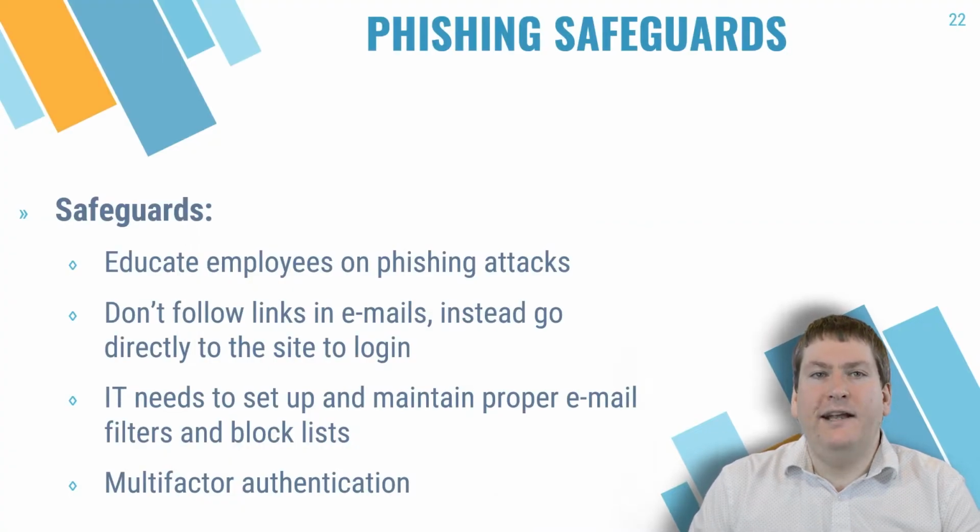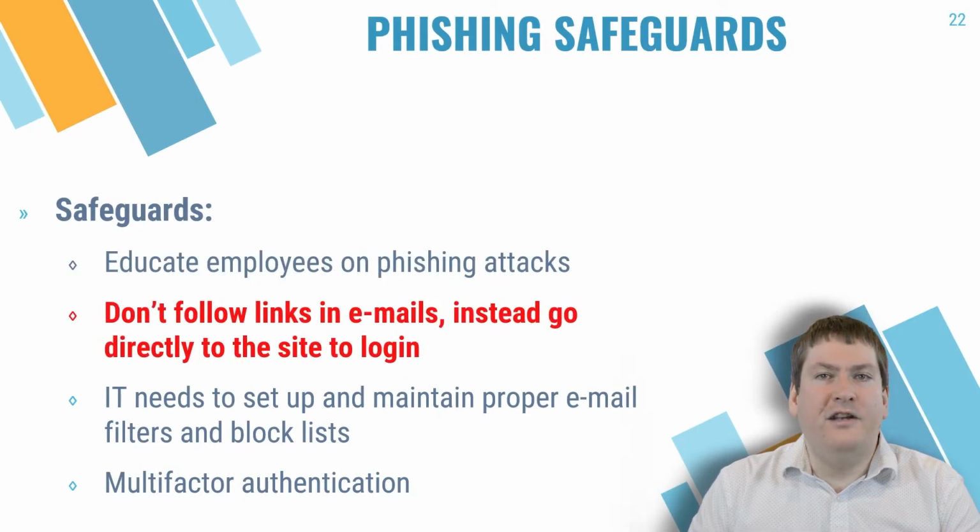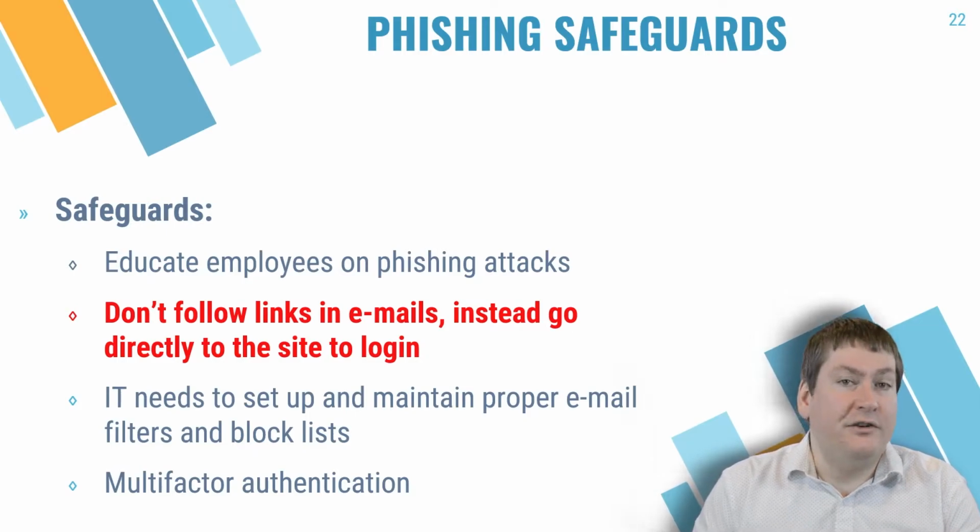So how do we protect against these types of phishing attacks? Once again, educating employees is key. Training employees to check URLs and the sender's address and to identify phishing emails can help reduce the number of employees that fall for these kinds of attacks. Another good strategy is not to follow links in emails. If you get an email from your bank, don't click on the link in the email. Instead, look up their page on Google, or if you know the domain name, type it into your browser directly.